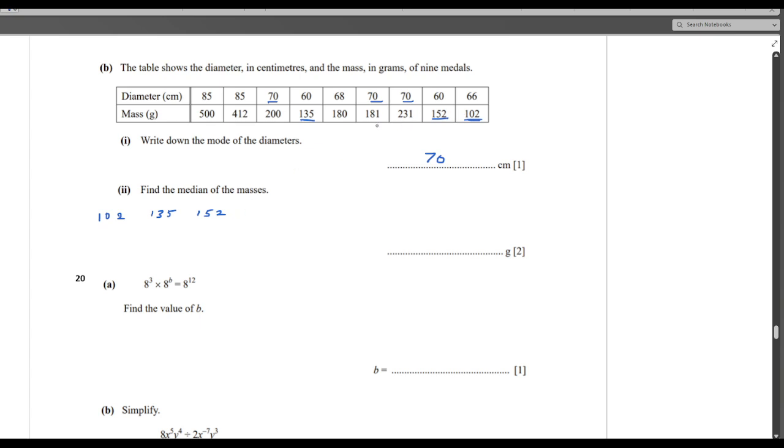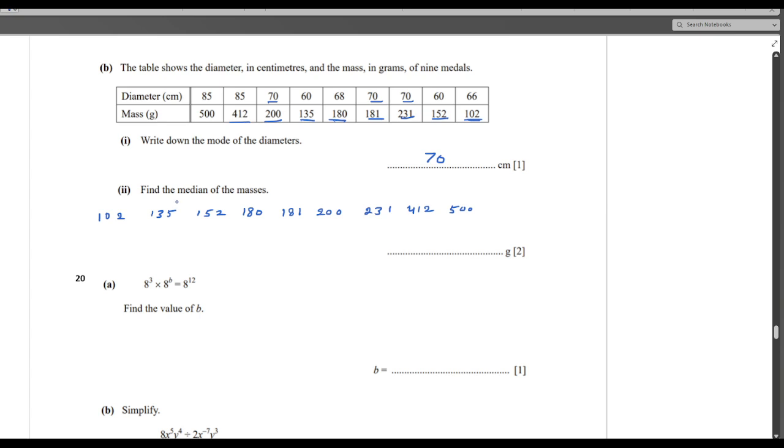152. Then after 152, it is 180. Let us write 180. Then 181. 180, 181. Then 200. 200. And then 231. And then 412. 412, and then 500.